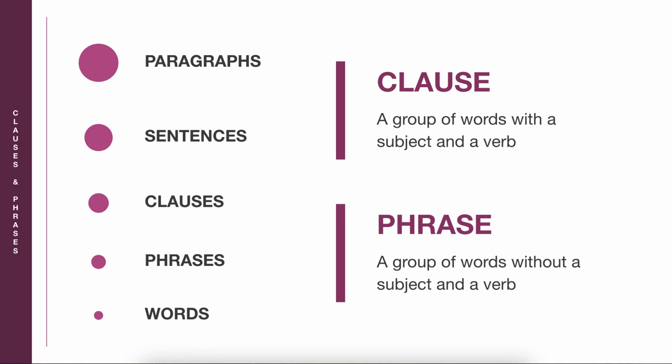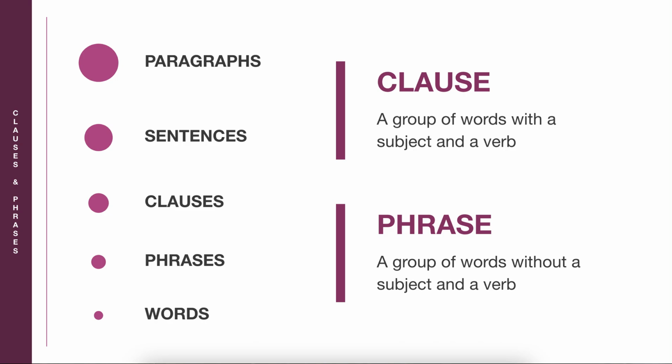Above clauses, you'll see that we have sentences. So we use clauses to create sentences. And later on, we're going to talk about how different clauses work together to create different types of sentences. And then above sentences, we have paragraphs. When we group a bunch of sentences together, we get an idea, we get a paragraph. And that's kind of our highest level here.